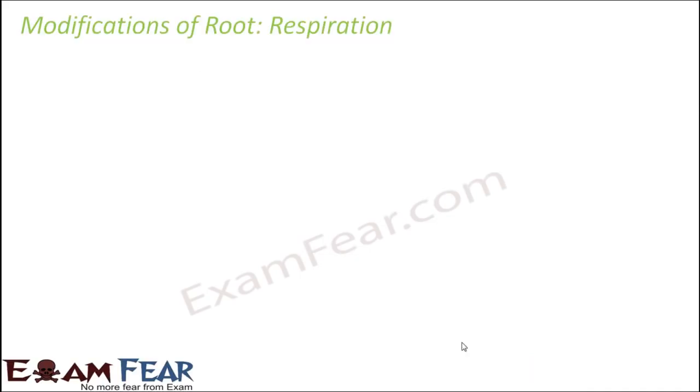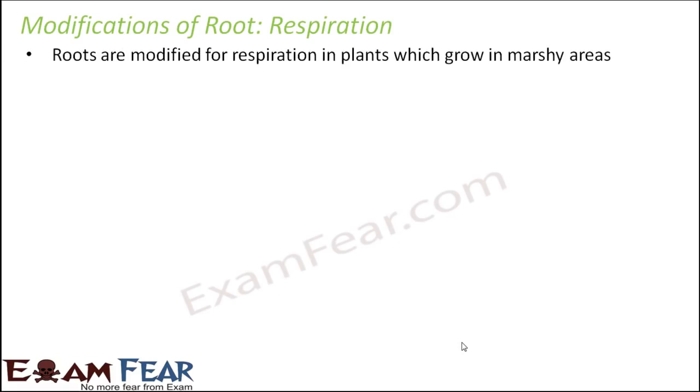Now let us look at the root modifications for respiration. How are roots modified to help in respiration? Roots are modified for respiration in plants which grow in marshy areas, that means the muddy areas where you have comparatively more water, those kinds of damp areas. So how are the roots modified?